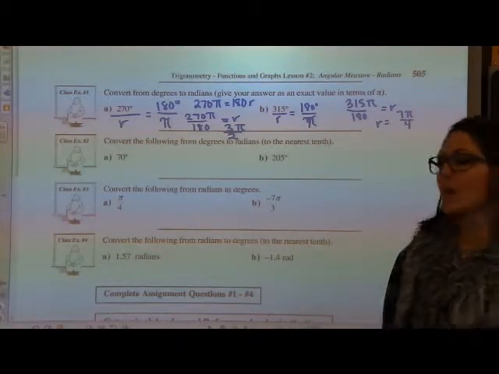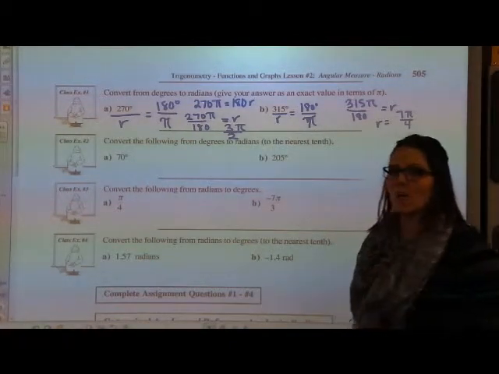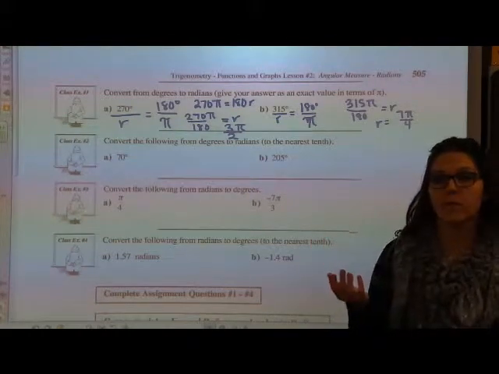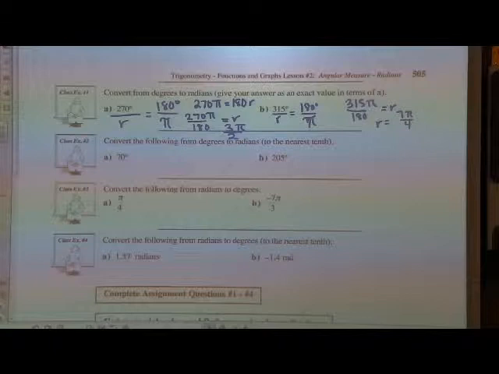over 4. So question number 2, we can do the exact same way, only now we're going to actually evaluate it. So instead of leaving it as 7 pi over 4, I'm going to do the calculation 7 times pi divided by 4 and get an answer to the nearest tenth. So again, I'm going to give you a couple of minutes. I want you to do questions A and B.